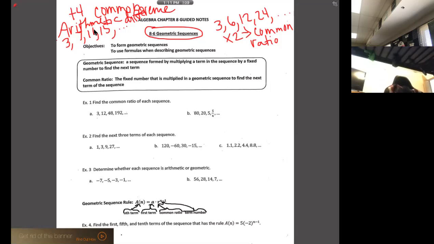All right, so what are our objectives today, since we're going to be talking about these geometric sequences? We're going to form geometric sequences. We're going to use formulas when describing geometric sequences. So this is the good stuff. That makes it algebra when we use formulas.